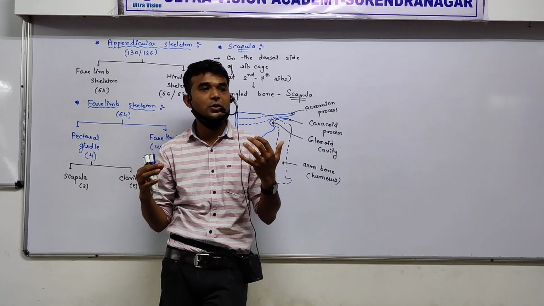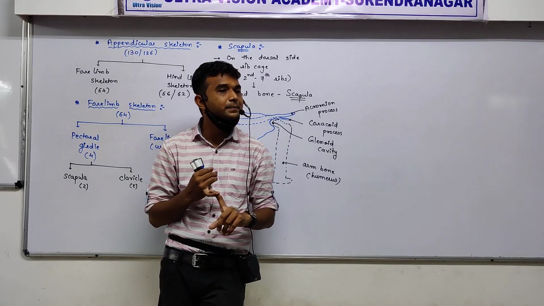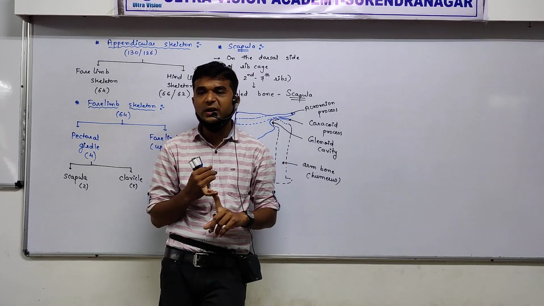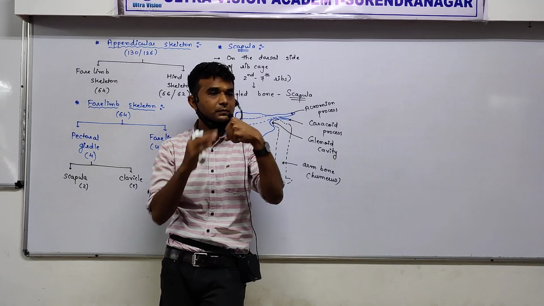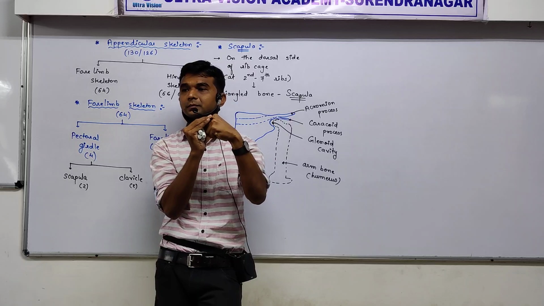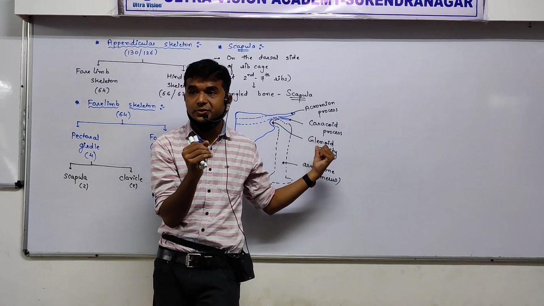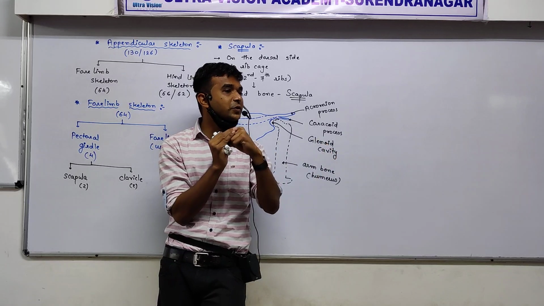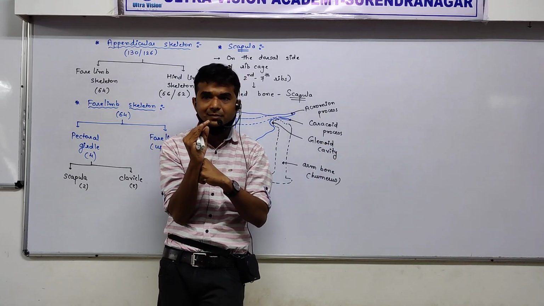Right? So dislocation of the shoulder, what does it mean? What does dislocation mean? The head of the humerus is coming outside from the glenoid cavity.